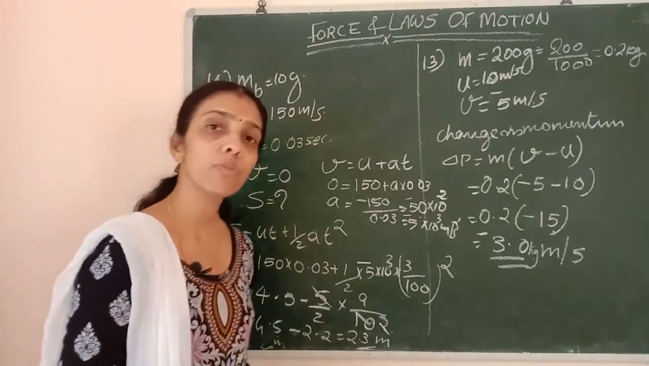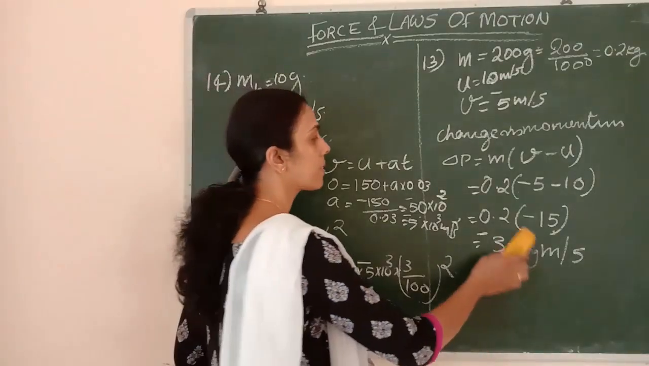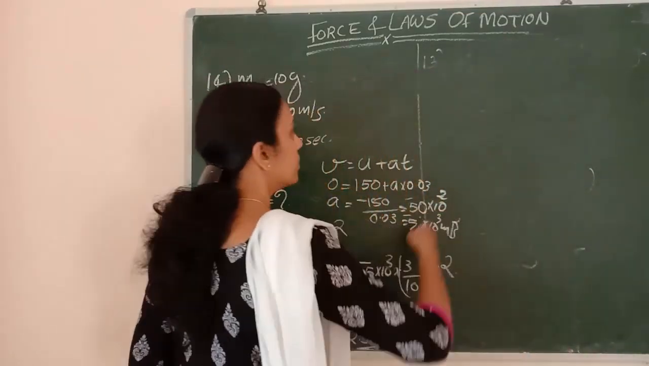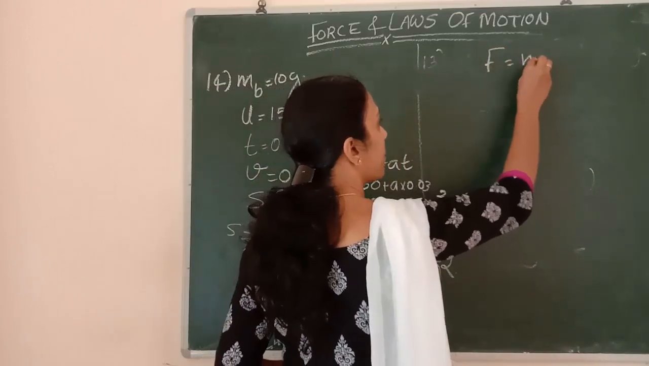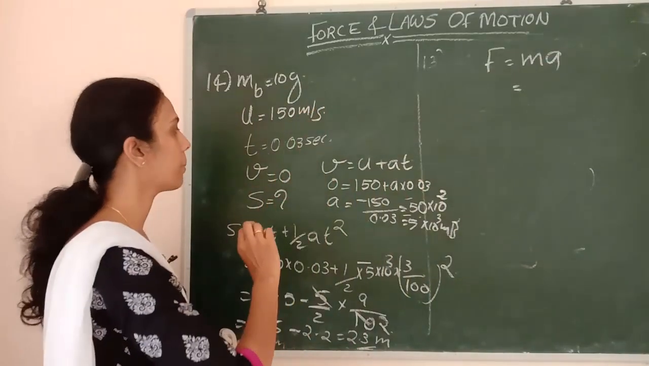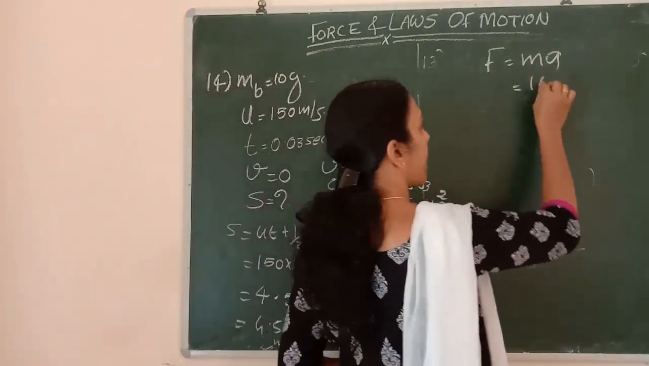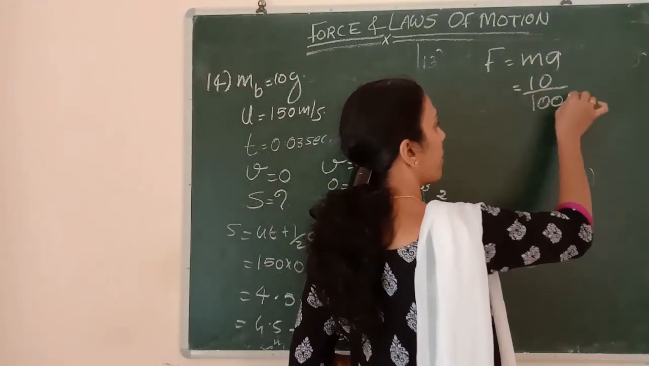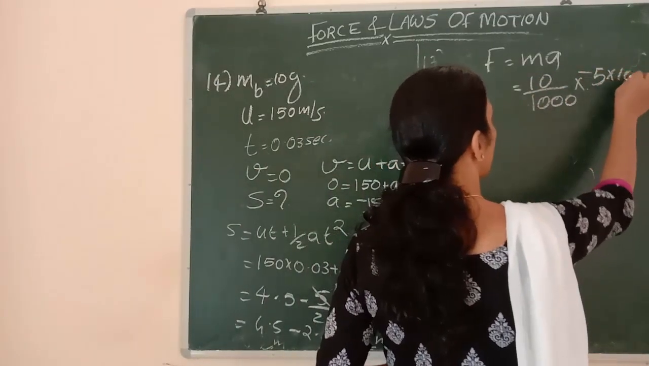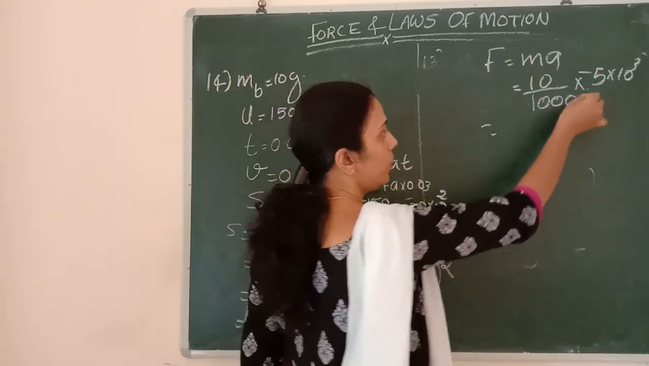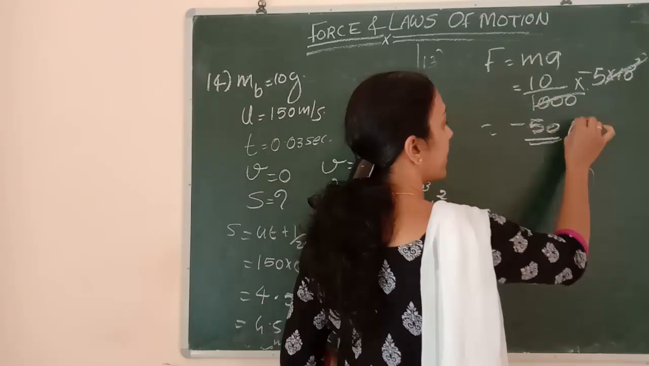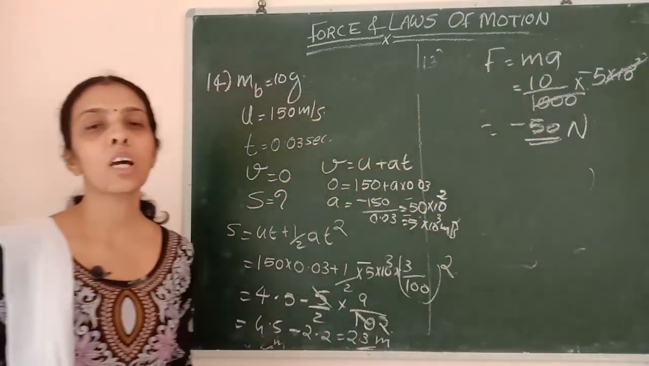Now we should find out the force applied. How can we find the force? Force F equals ma, as per Newton's second law of motion. So what is the mass? 10 gram. That we should convert to kilogram by dividing by 1000. Acceleration is minus 5 into 10 to the power 3. So this 10 to the power 3 and that 10 to the power 3 will get cancelled. We will get minus 50 Newton. This will be the force acting.